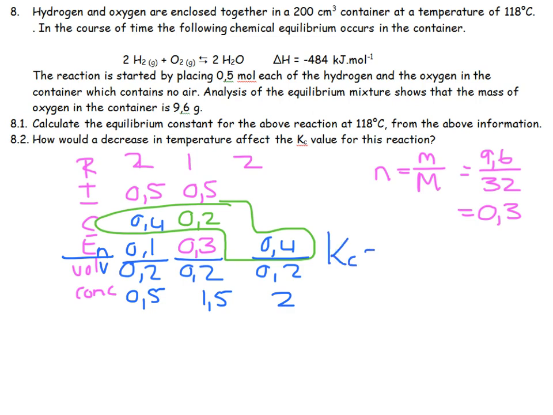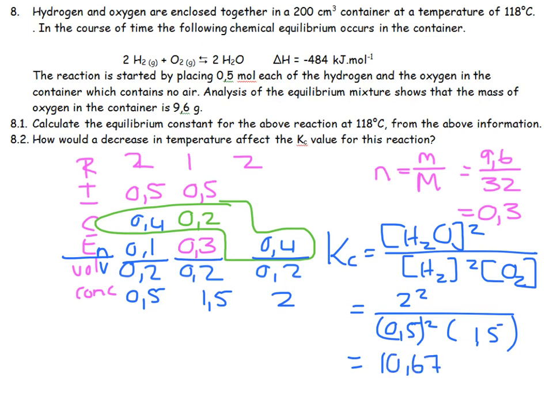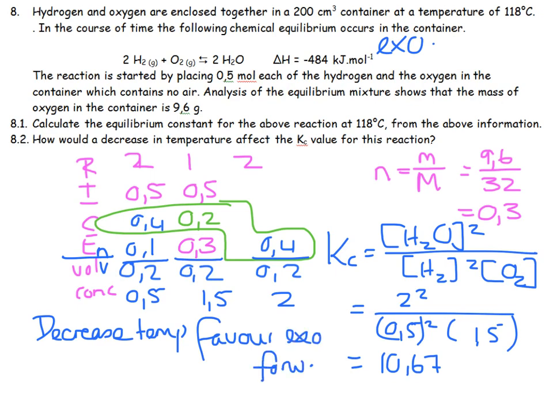Substitute it in. Remember to write the expression for Kc, because even if you get nothing else, you'll at least get that mark. And we're going to say 2 squared divided by 0,5 squared, and 1,5, and I get 10,67. How would a decrease in temperature affect Kc? Well, this is an exothermic reaction, so if I decrease temperature, I will always favor the exothermic direction, and in this case the exothermic is the forward, and therefore I will increase the Kc value.